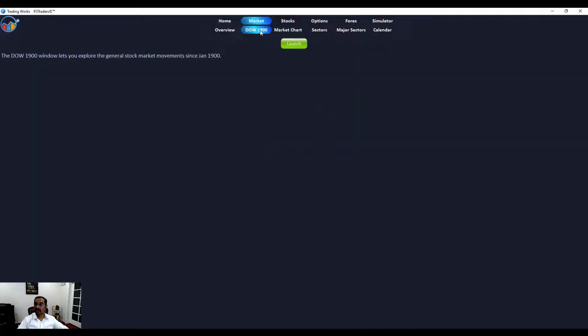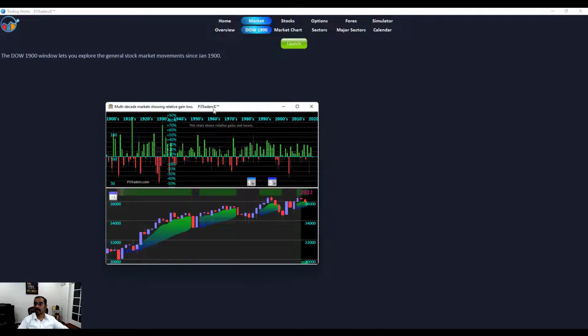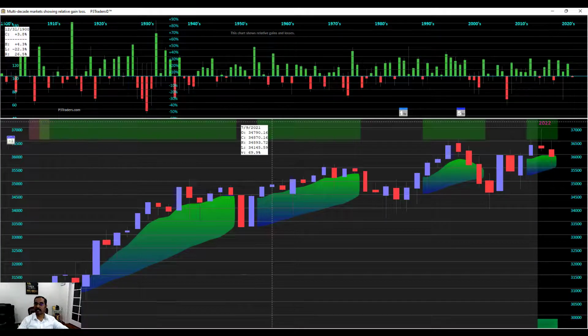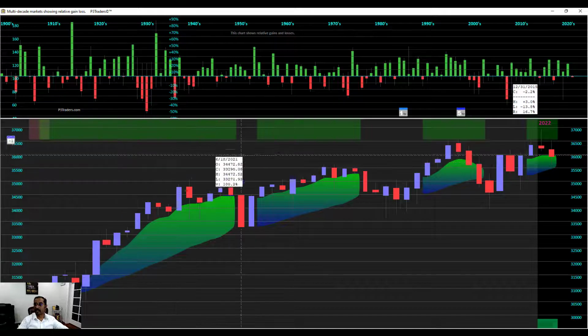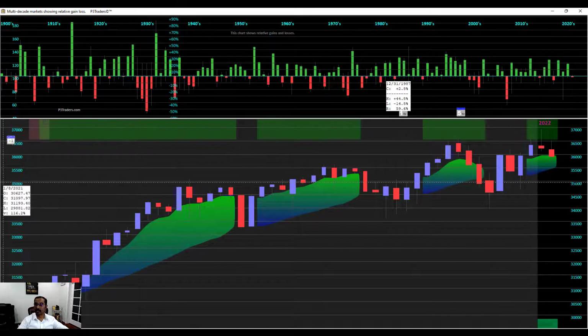You can go to this Dow 1900. The market is so critical and important, as it gives you an idea of where the entire market is going, and based on that you can make some informed decisions. This Dow 1900 is nothing but data from the year 1900 till date, so you can see how the Dow performed over the period of time.